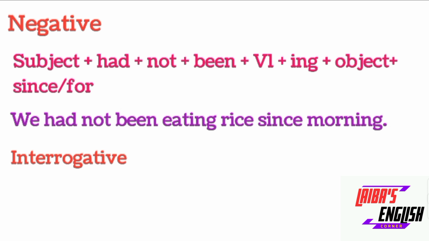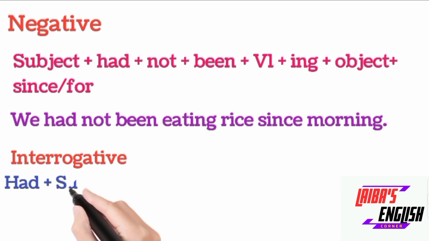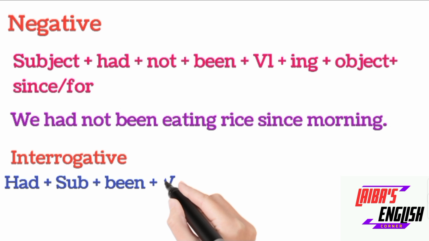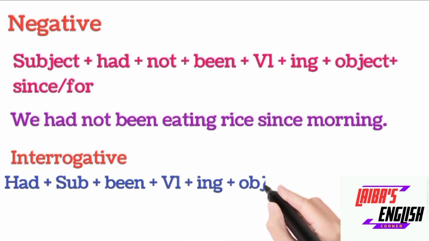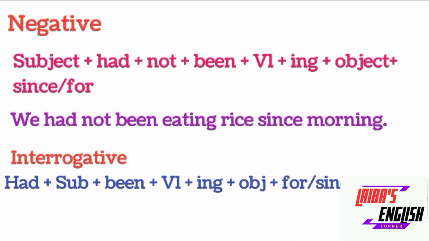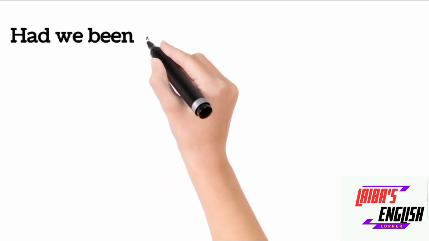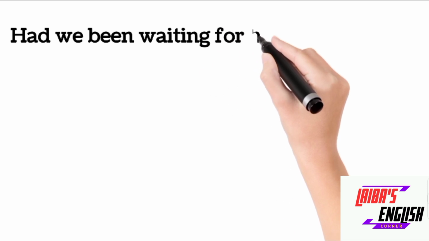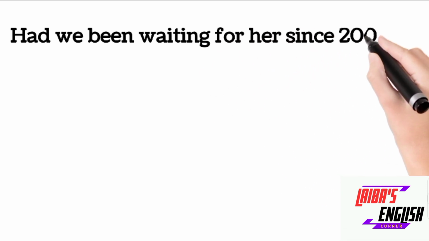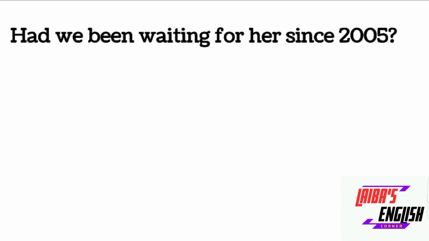For making it interrogative, we have to put the helping verb in the start. So the structure will be like had plus subject plus been plus verb first form plus ing plus object plus for and since plus time. So let's look at the example. The example is, had we been waiting for her since 2005? Question mark.